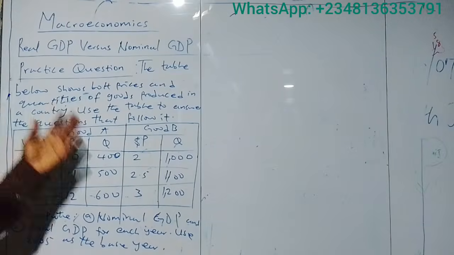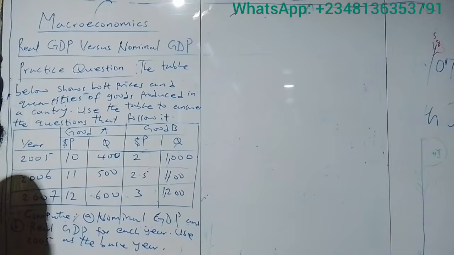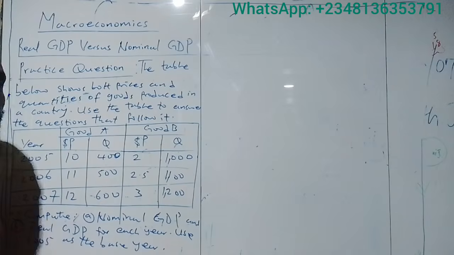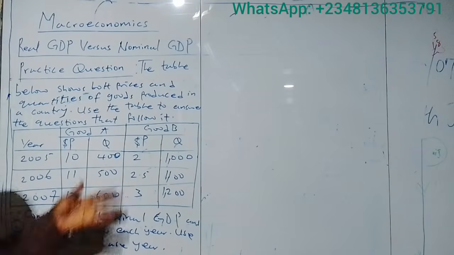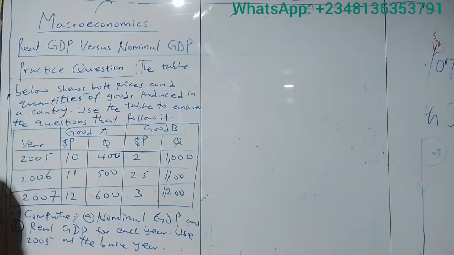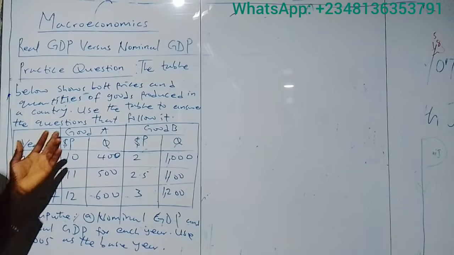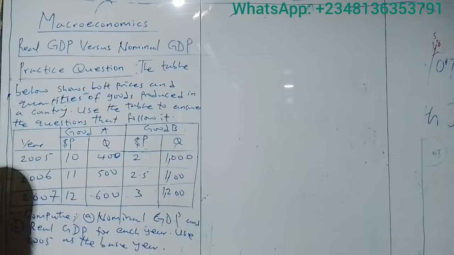Class, I'll be solving this practice question on GDP. We're asked to calculate real GDP and nominal GDP. The question says the table below shows both prices and quantities of goods produced in a country. Use the table to answer the questions that follow it.